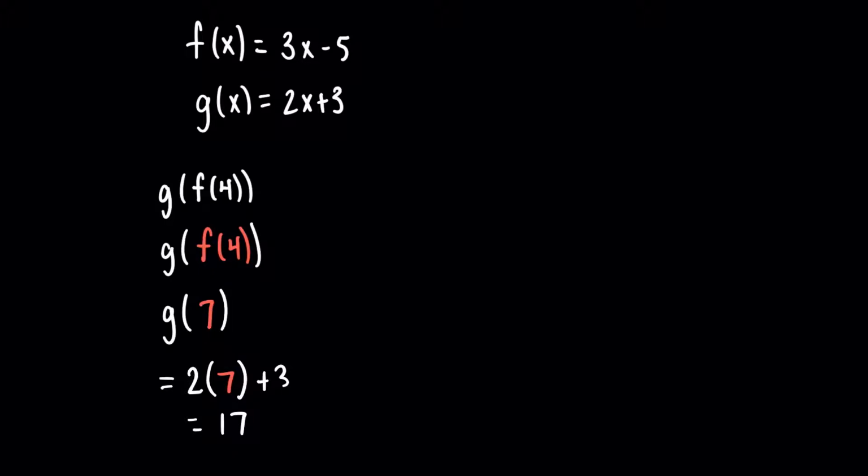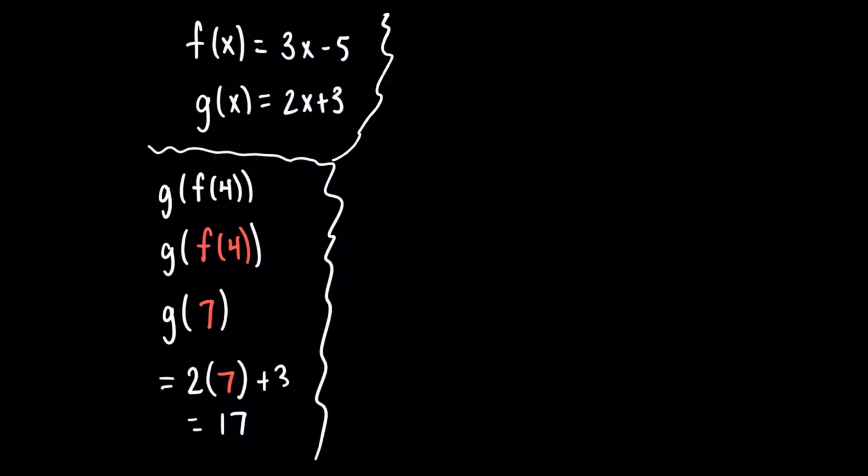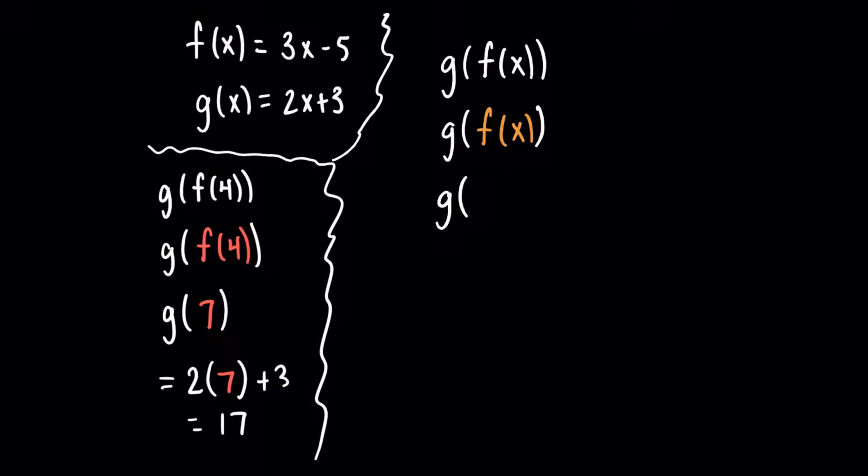Okay, now what I want to do is I want to start to talk about more difficult questions. Like, what if instead of asking you specifically a number here, like on this one I have 4, what if I just wanted to throw a generic x through there? So what if instead I asked you for g of f of x? And so now what I'm going to do is I'm going to put f of x here in orange because it's its own thing. And what we're going to do is we're going to do g of f of x.